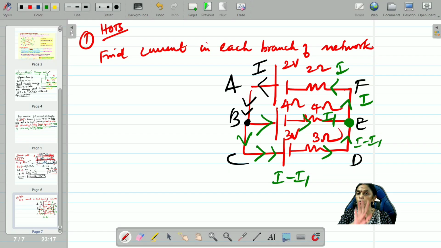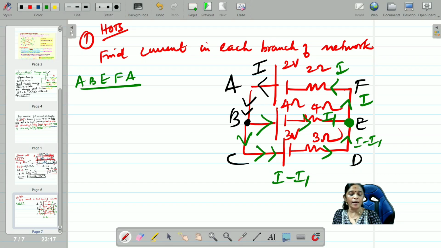This is one method. Now I am going to consider the loop A, B, E, F, A. Listen carefully. A to B, is there anything? Nothing. B to E, is there anything? Yes, I am going along the direction of the current, but at the same time I am crossing the battery from positive to negative. So first I am crossing the battery.